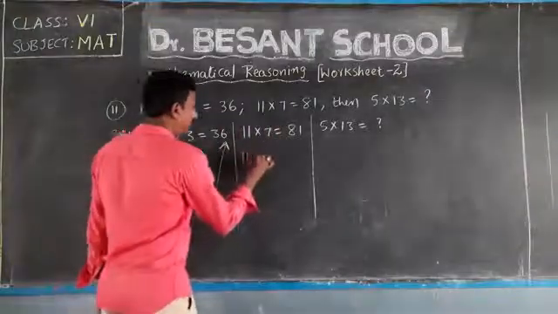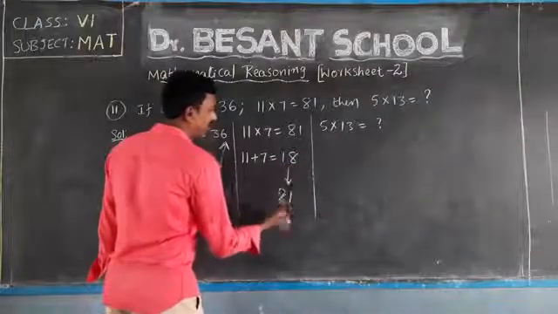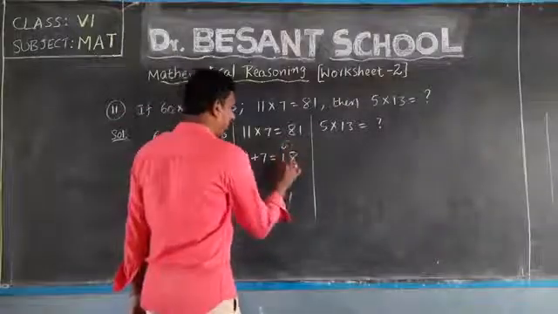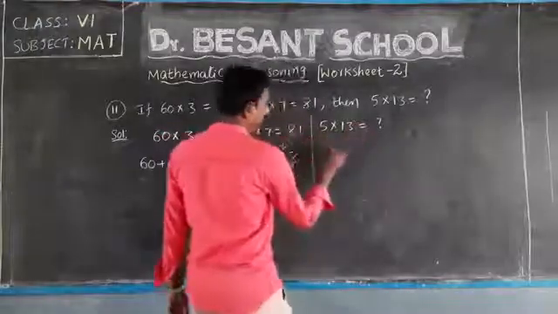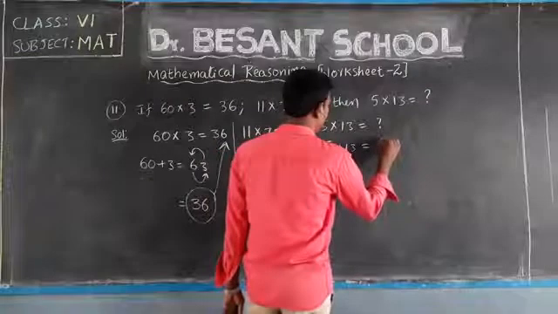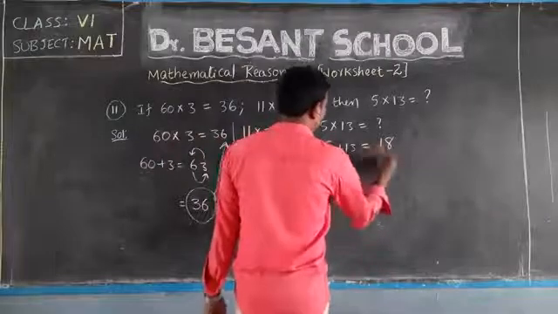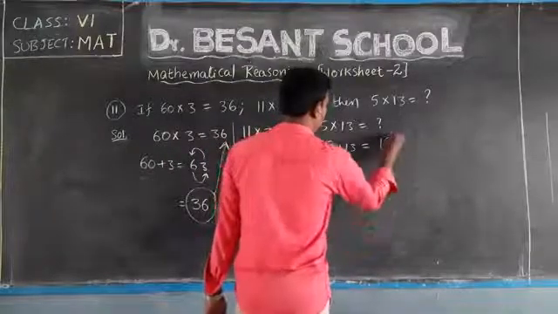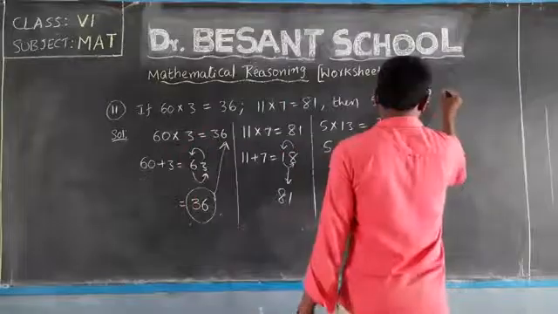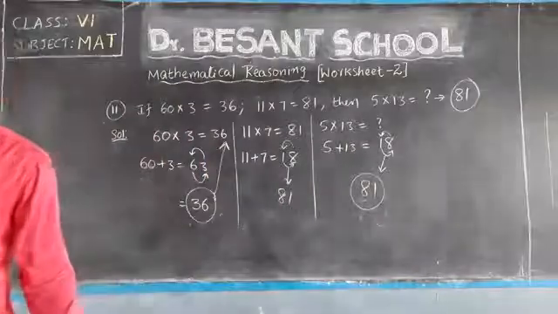Now what should be here? 11 plus 7, how much? 18. If you reverse the digits, you will get 81. So again, here interchange of digits takes place. Similarly, 5 plus 13, how much? 18. If you reverse it, what do you obtain? 81. If you interchange the digits, 8 by 1 and 1 by 8, you will get the answer 81. So, what is our option here? Our option is 81. Do you understand the logic?